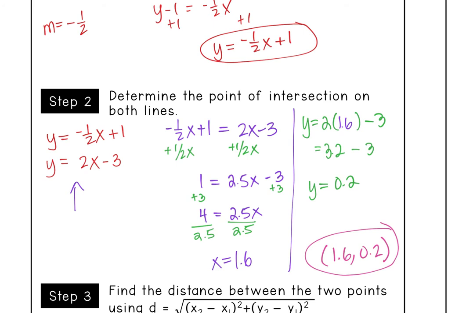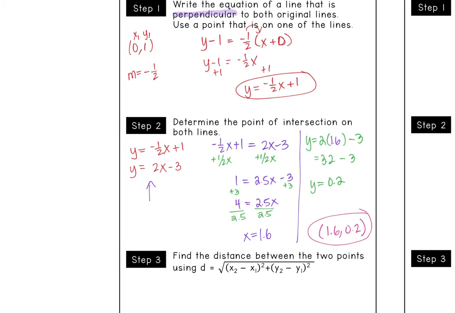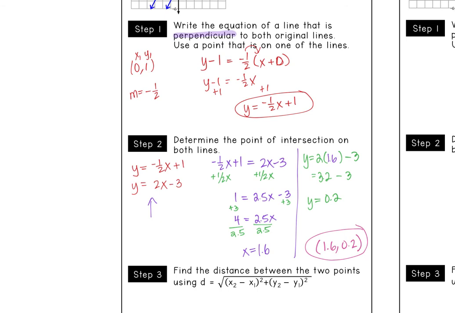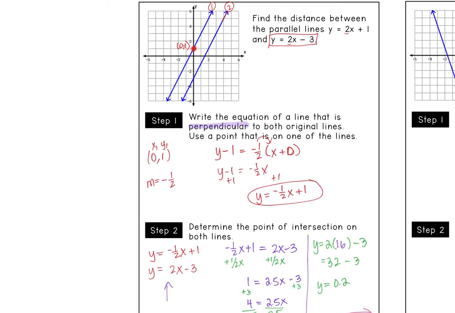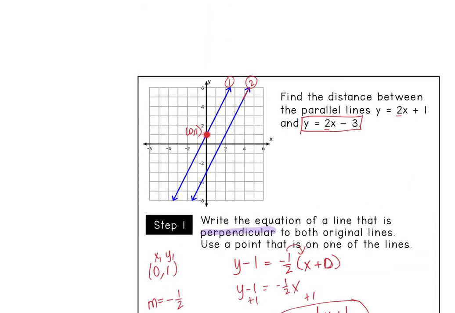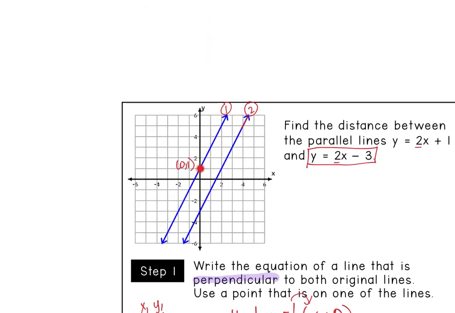Okay, so I know that this is a decimal, but it still works the same way. So 1.6 and 0.2. If I were to draw my perpendicular line, I'm going to try to draw it as best as I can. It would be something like this. That's the point where they're intersecting.